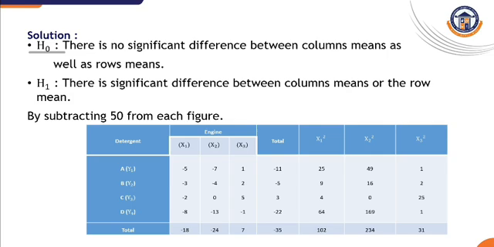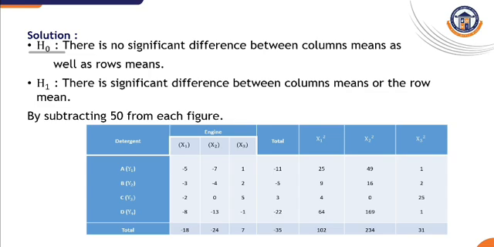In step number 1, we assume there is no significant difference between the column means as well as the row means. We know that H naught means the null hypothesis. The null hypothesis we define in every problem is that there is no significant difference. Therefore here also I select that there is no significant difference column-wise and row-wise. Here the rows are the detergents and the columns are the engines.